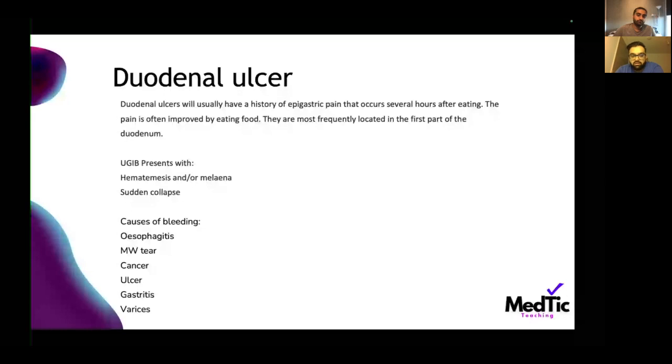There are a number of different reasons for bleeding: esophagitis, a Mallory-Weiss tear, which is usually associated with someone who has a tear from repeated coughing, it can always be cancer, and in this case it can just be gastritis, or it can be esophageal varices. So next slide.